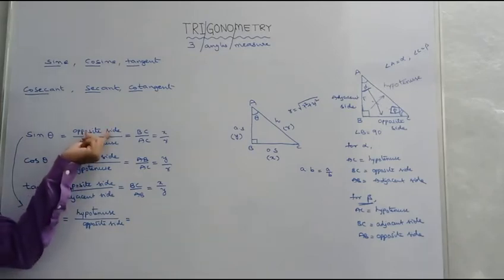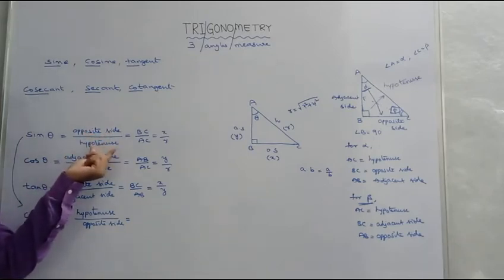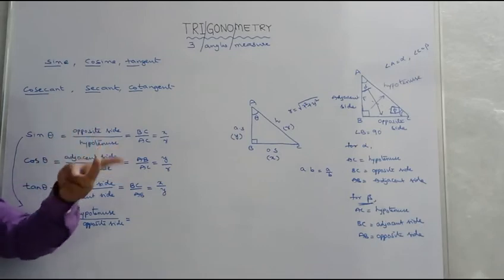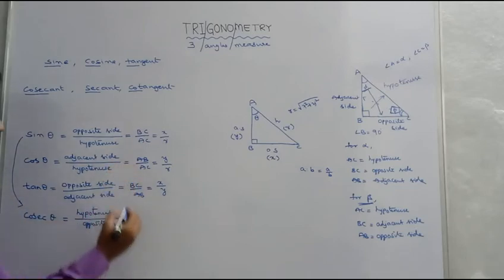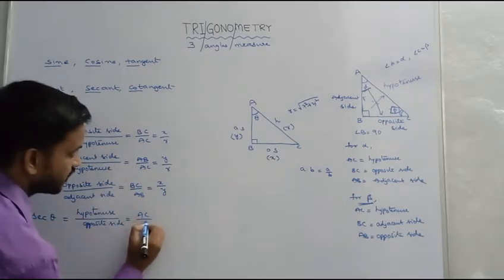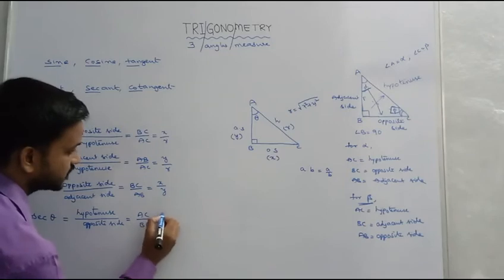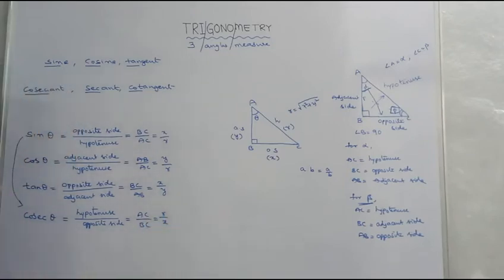Here sin theta is opposite side by hypotenuse. Hypotenuse we have to write the reciprocal. Reciprocal means you have to change the numerator and denominator. So it becomes hypotenuse by opposite side. This is nothing but AC by BC, which is equals to R by X.